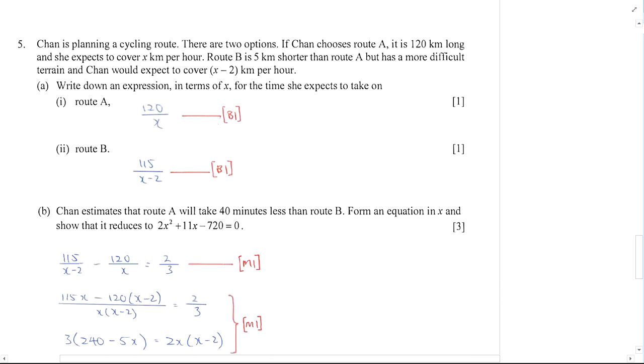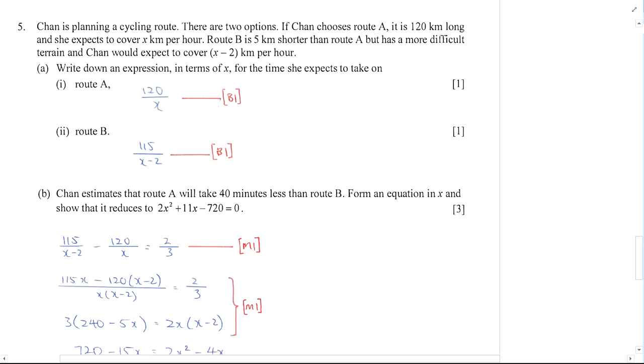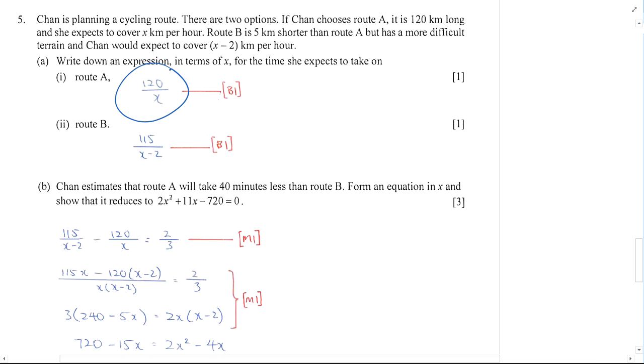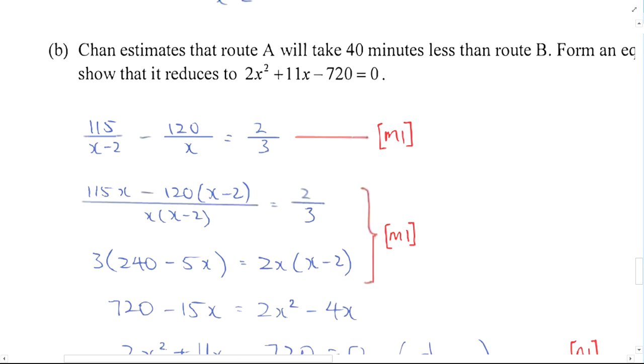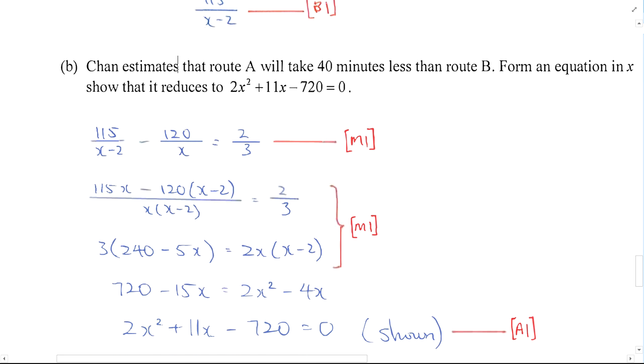Moving on, last question. Now this one generally well done. The root A, time taken 120 over x, 115 over x minus 2. No problem for these two. If any mistake, it is due to carelessness. Okay, now part B. This is where we need to solve the problem sum. I told you the steps to go through to solve a problem sums.